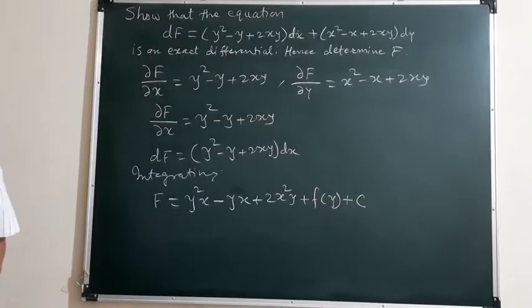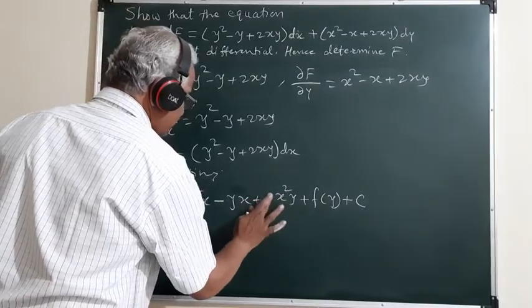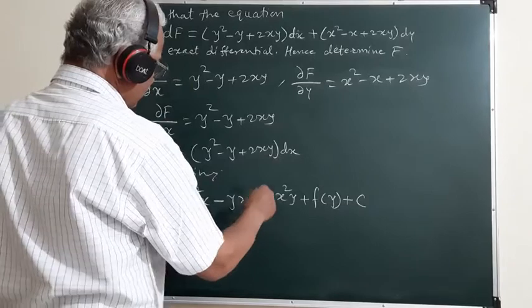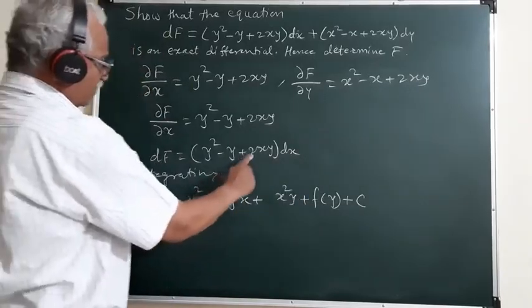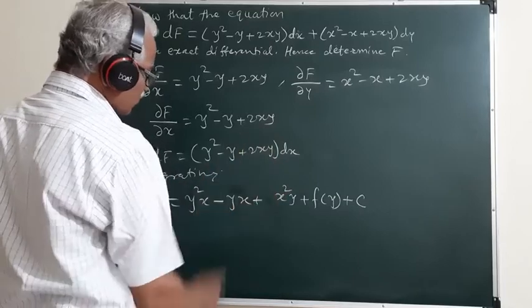So this is the integration of the given function. This should be divided by 2, so this 2 will get cancelled. The integration of 2xy with respect to x will be 2x square y divided by 2, so that 2 and this 2 will cancel.